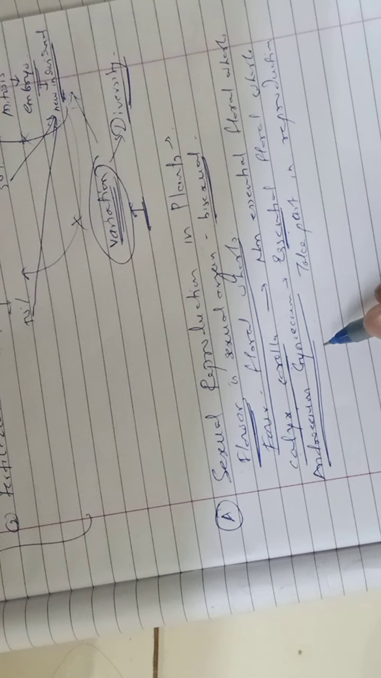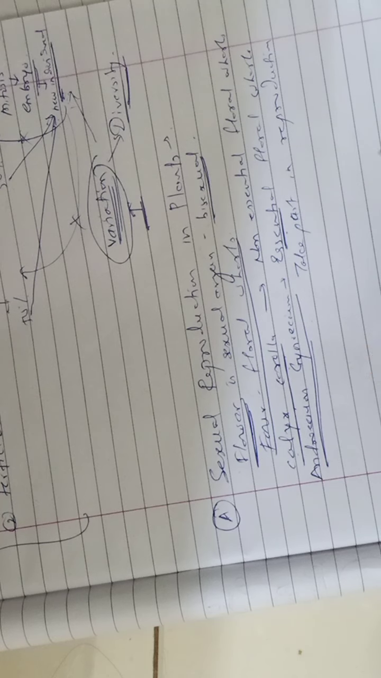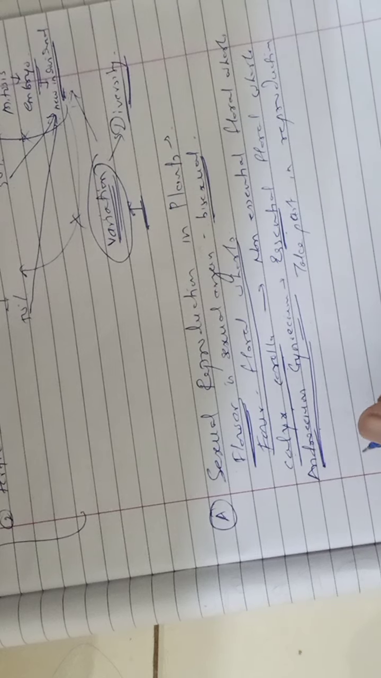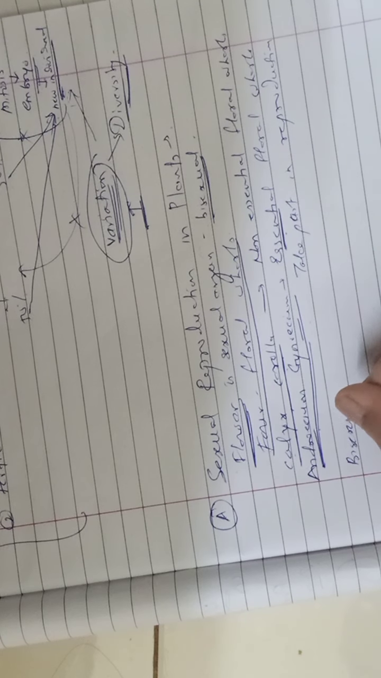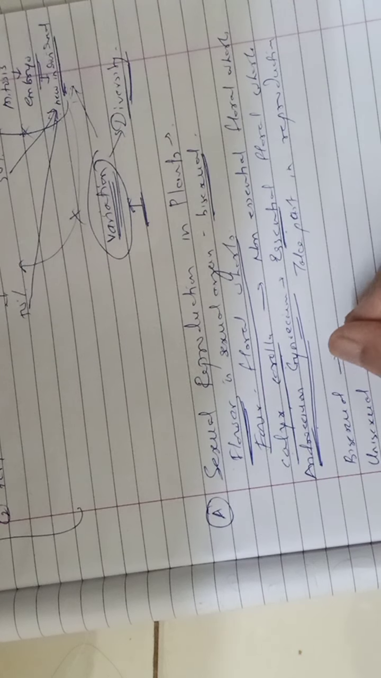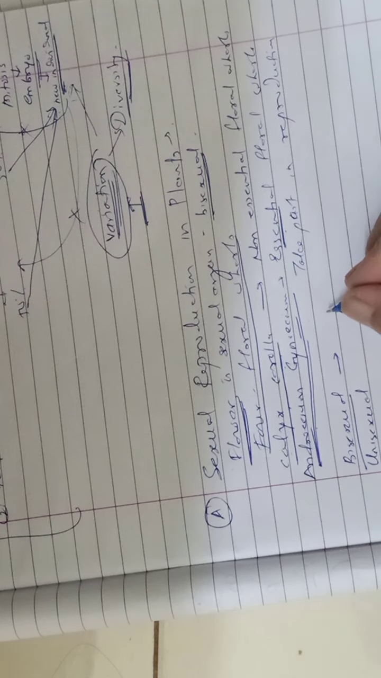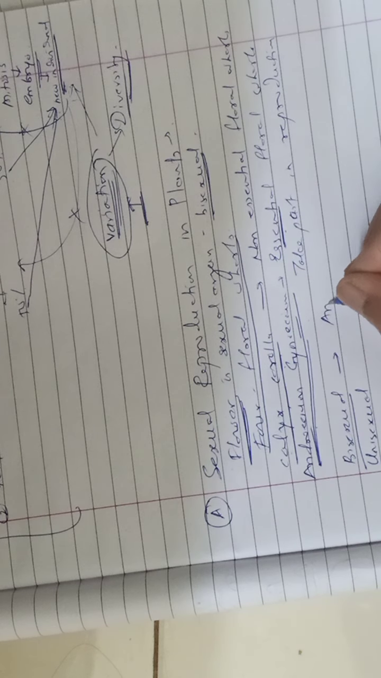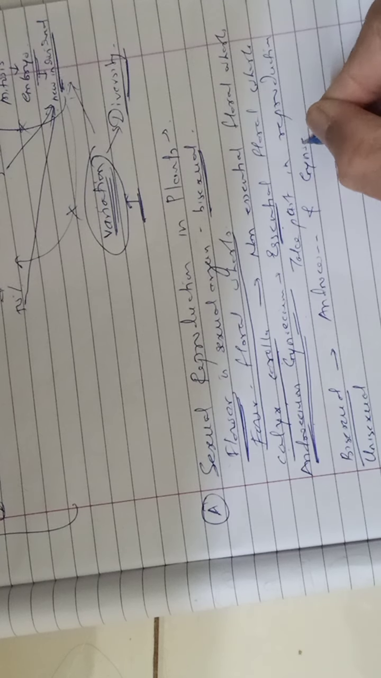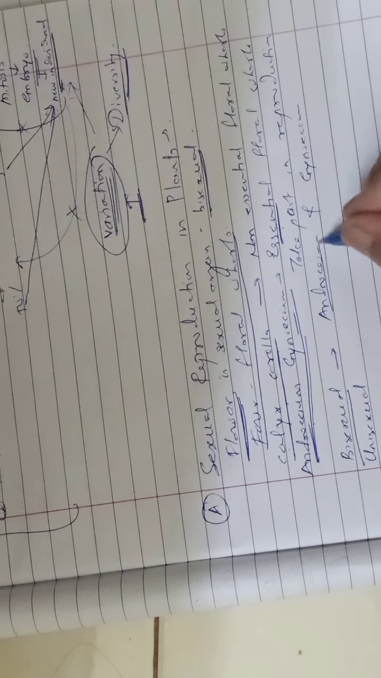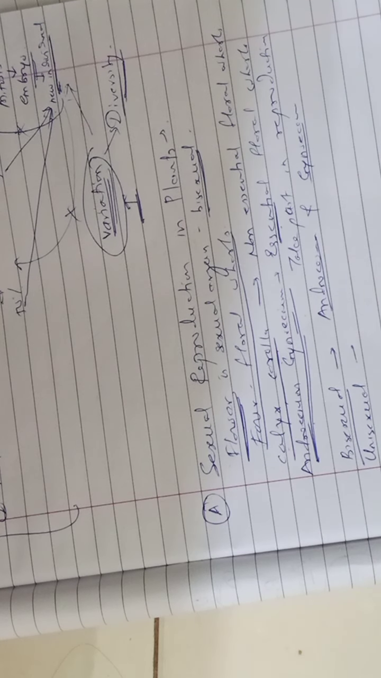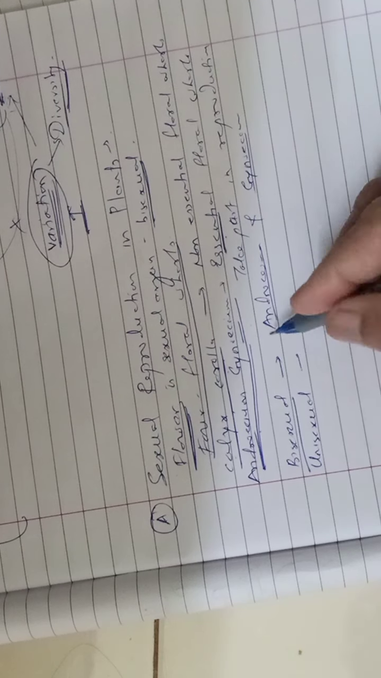Some flowers are called unisexual. Flowers which contain androecium and gynoecium are called bisexual. A flower may be bisexual or unisexual. Bisexual flowers contain both male and female organs, meaning androecium and gynoecium. And unisexual flowers contain only one organ.